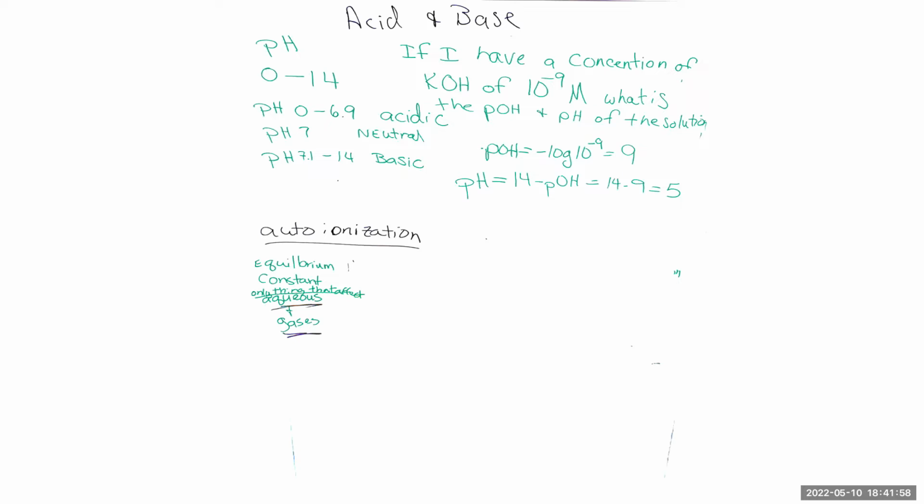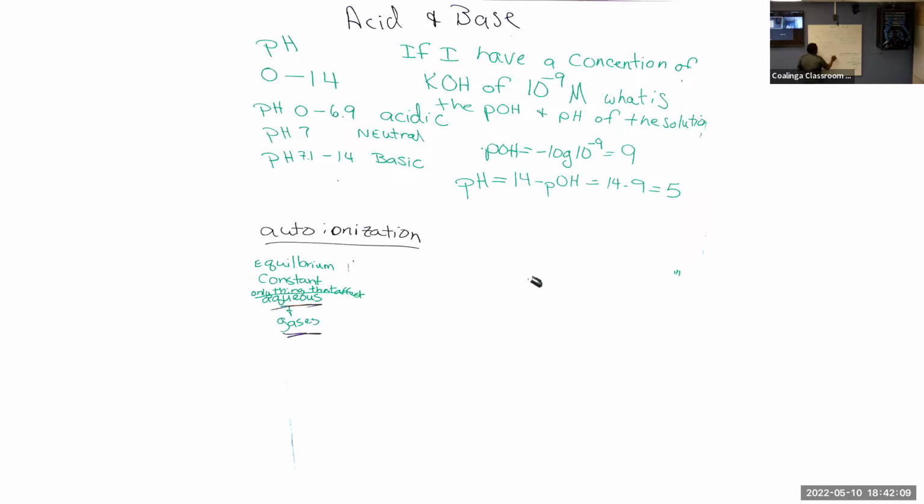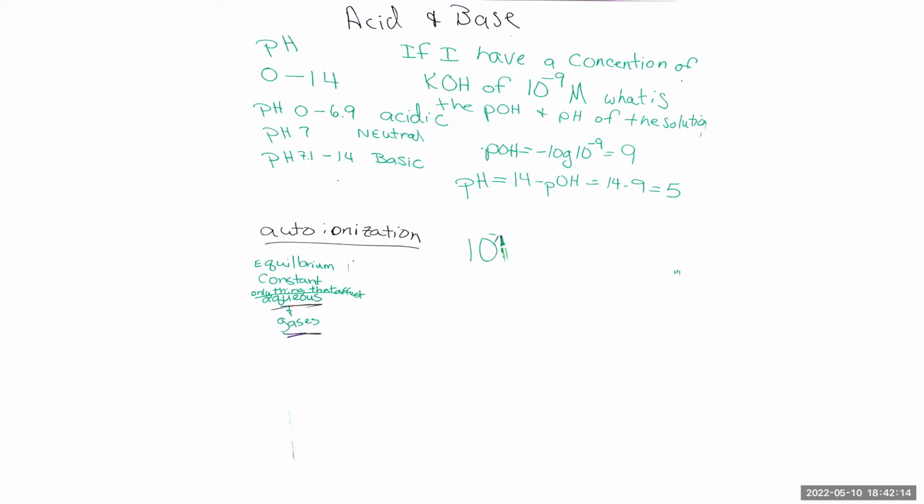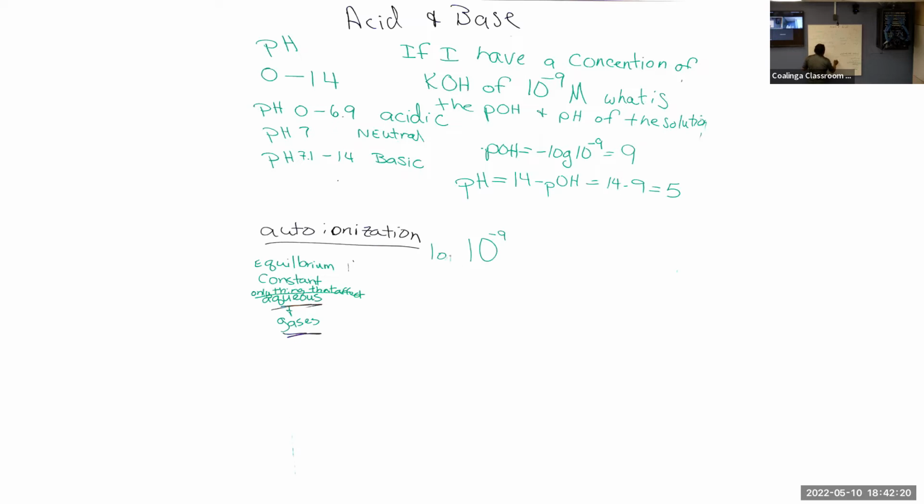Did I do something wrong? I got 8 for the pOH. You got 8 for the pOH. Yes. So you must have done something wrong. The way you want to enter it is 10 to the minus 9, and then we take the log of that. That's going to give you minus 9, because log base 10 of a number with that exponent is just that exponent. But there's also a negative in front of it, so you're just switching the sign.